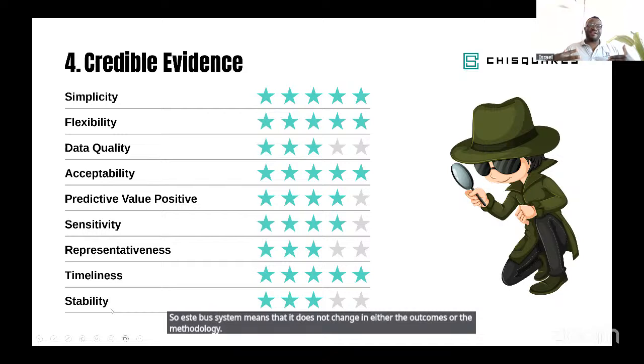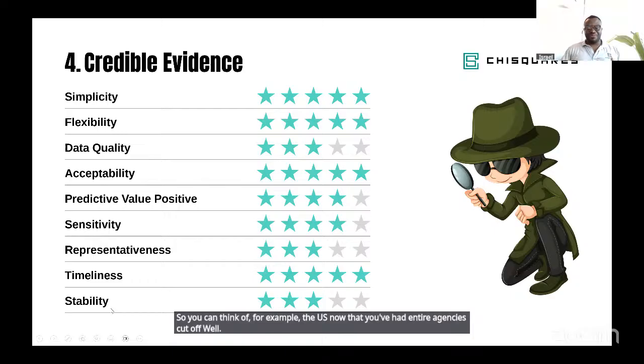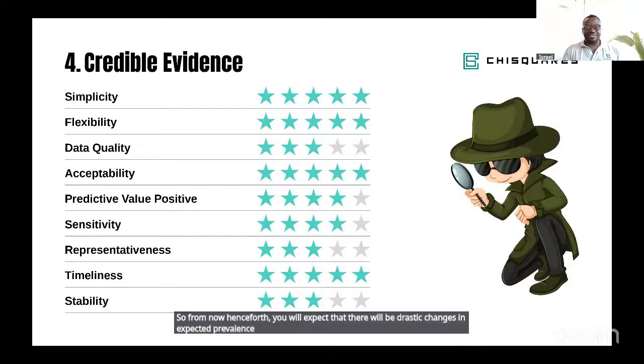So you can think of, for example, the US, now that you've had entire agencies cut off. Well, when you bring in new people, they will design the surveillance system a different way. Why? Because survey design is both a science and an art. So from now henceforth, you will expect that there will be drastic changes in expected prevalence of health outcomes in existing US surveillance systems because you've had a disruption in how the methodologies were carried out.